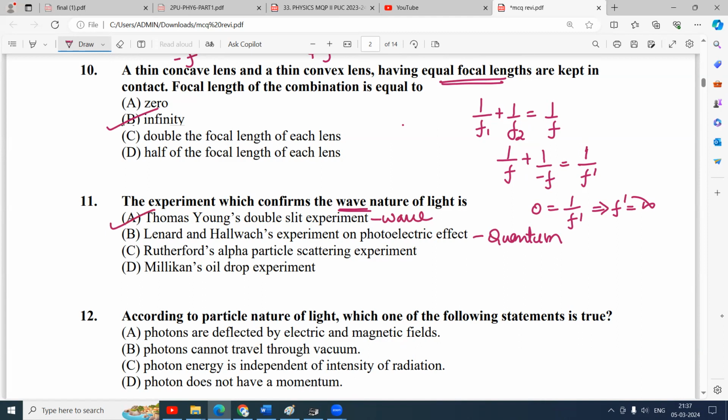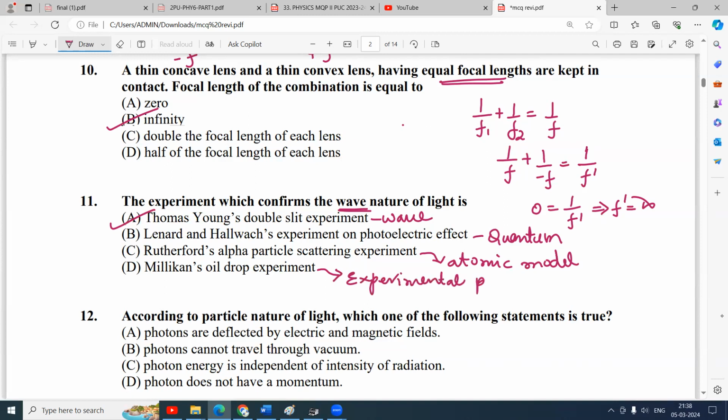Of course, Rutherford's alpha particle scattering experiment, it gives the atomic model. It has nothing to do with light. Atomic model. That experiment confirmed that there should be a nucleus. And Millikan's oil drop experiment, actually Millikan did this experiment, and this experimentally proved the quantization of charge.